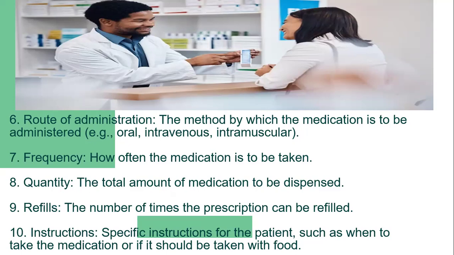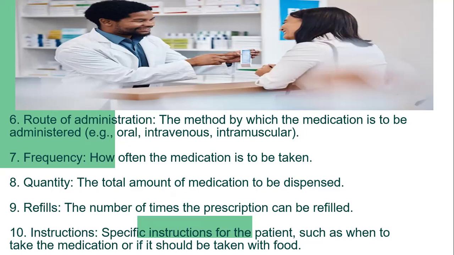Okay, so the route, whether British or American, it's route or route, of administration: the method by which the medication is to be administered. We've talked about that severally: intravenous, through the veins; oral, you swallow; and intramuscular, through the muscle. There are some injections they give through the muscles. It's for a particular reason.